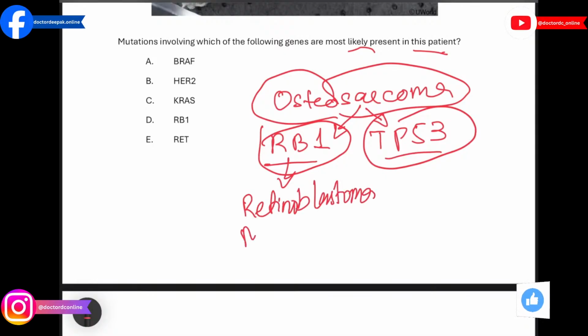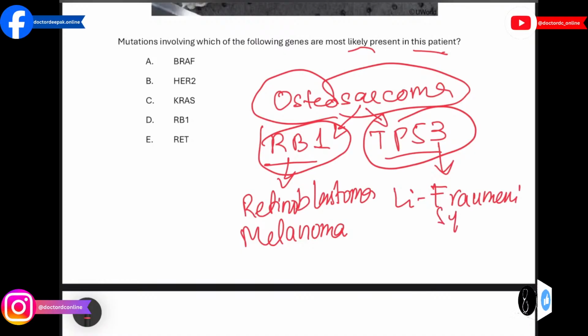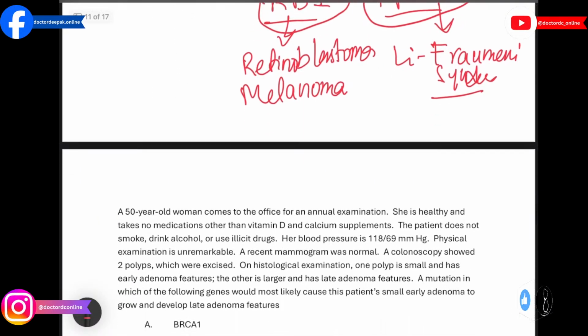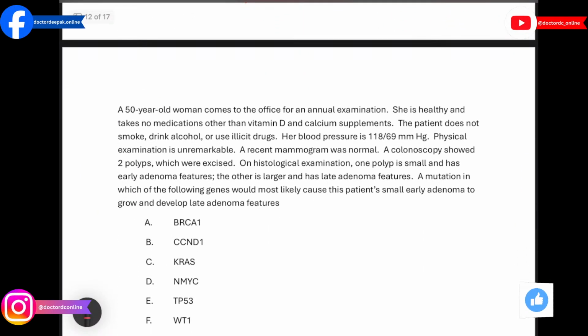It is also associated with melanoma and osteosarcoma. And the second one is TP53. The TP53 is responsible for osteosarcoma, but it is also associated with Li-Fraumeni syndrome. In Li-Fraumeni syndrome there is a high risk of multiple tumors like osteosarcoma, soft tissue sarcomas, breast cancer, brain tumor, adrenal carcinoma. So guys, now we have moved to our next question.